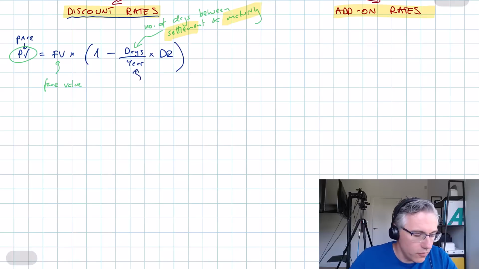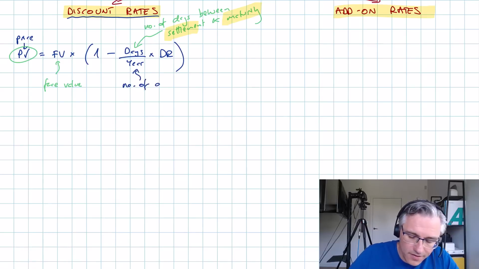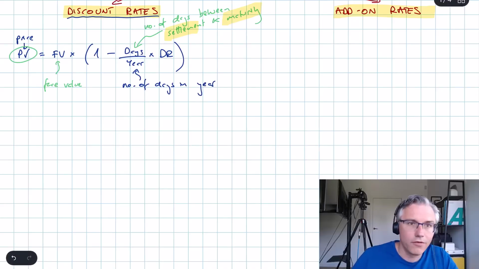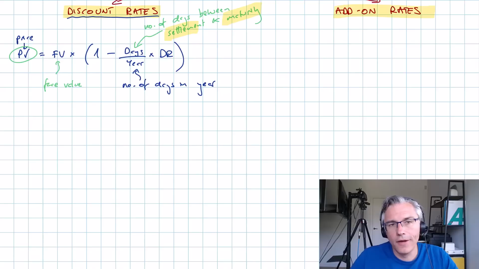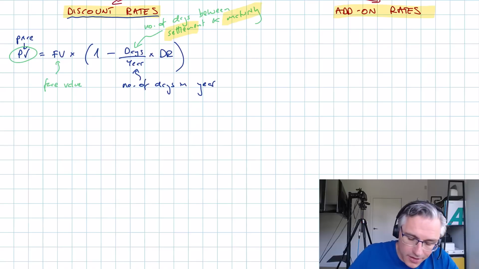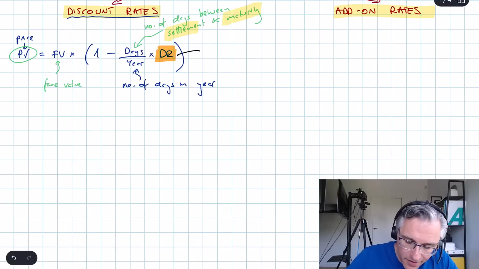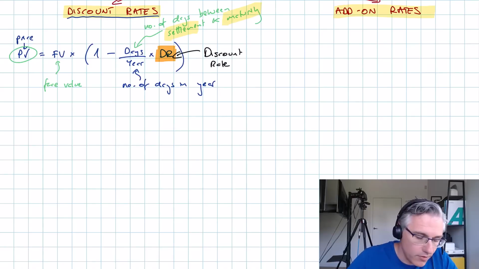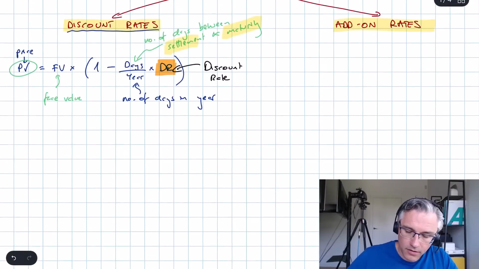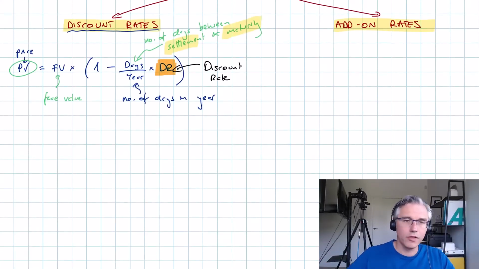The year is, of course, the number of days in the year, and as you know, there are different conventions that we may use to approach that. It's either going to be 365, the actual, or 360. Now, DR stands for discount rate. That's the pretty obvious one as we're talking about discount rates. Okay, and look, I'll move on to add-on rates once we've finished with discount rates. I don't want to confuse you more than I probably already have.